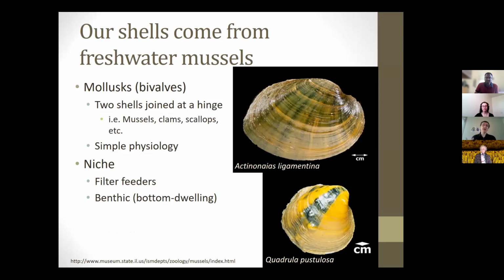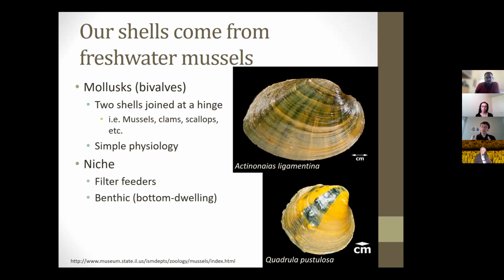So I want to talk about first where we're getting... I'm trying to get data about trace elements from shells. So where are our shells coming from? Our shells are coming from freshwater mussels. To give you a little bit of the biological background, if it's been a while since Gen Bio, our mussels are mollusks, they're bivalves, and they're related to other types of bivalves that you may be more aware of, such as marine mussels, clams, scallops, etc.